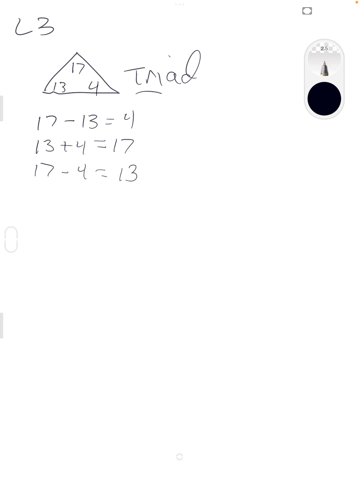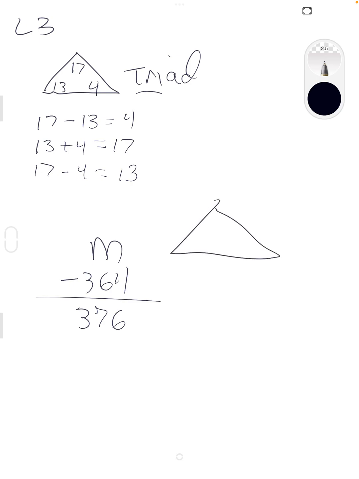If you know these things off the top of your head, just boom, boom, boom, you can get them, then you'll be able to do any kind of problem. So for example, let's look at one from this. You have some number and you're subtracting 364 and you get 376. So what you're doing is you're looking for that third number.